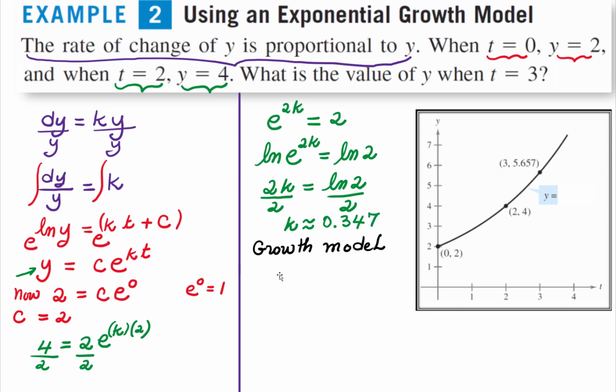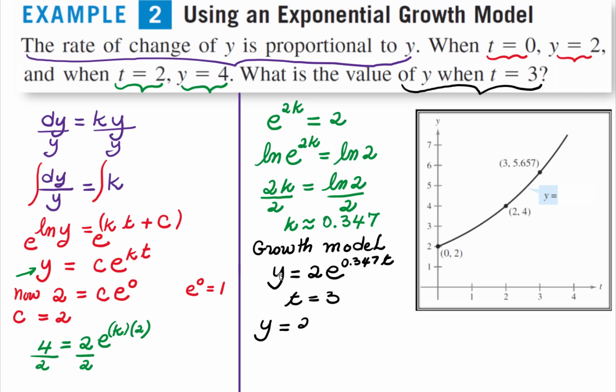Now the growth model will be y is equal to c, which is 2, e to the k, which is approximately 0.347, times t. Now when t is equal to 3, we need to find the value of y. Let's just replace t by 3.